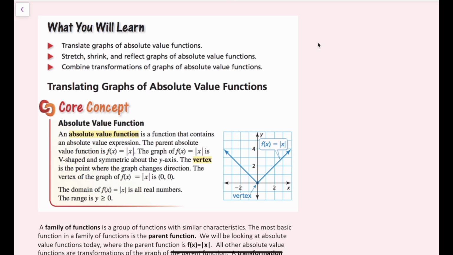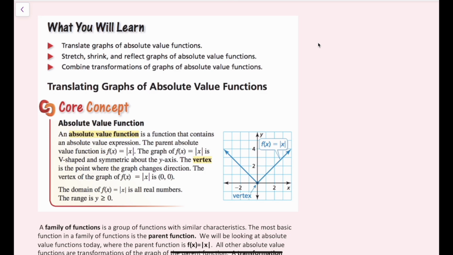An absolute value function is a function that contains an absolute value expression. The parent absolute value function is f of x equals the absolute value of x. The graph of f of x equals the absolute value of x is v-shaped and symmetric about the y-axis. The vertex is the point where the graph changes direction. The vertex of the graph f of x equals the absolute value of x is 0, 0, or the origin.